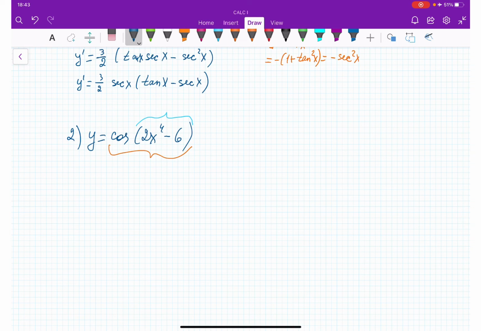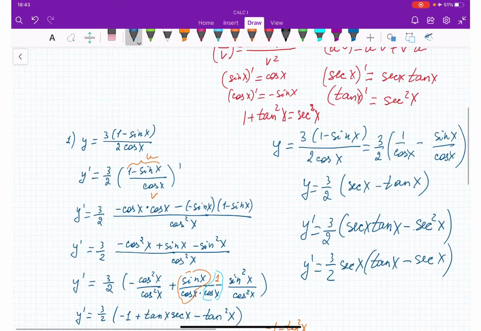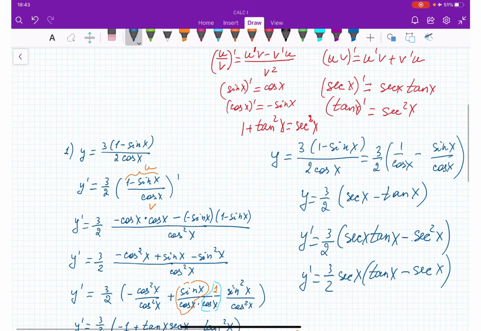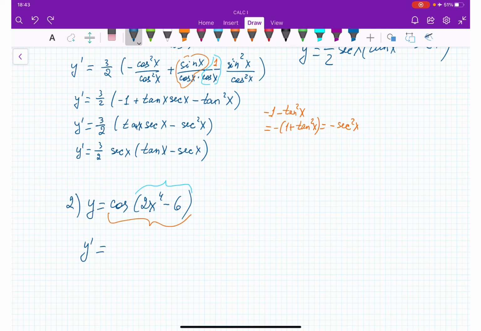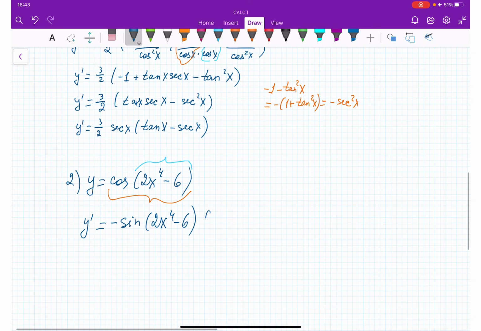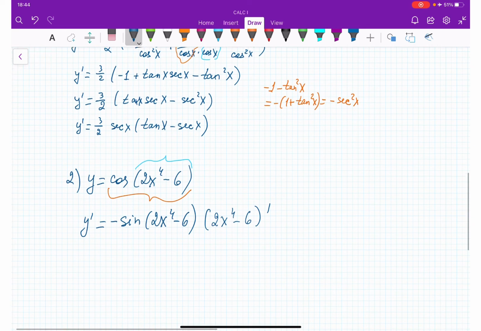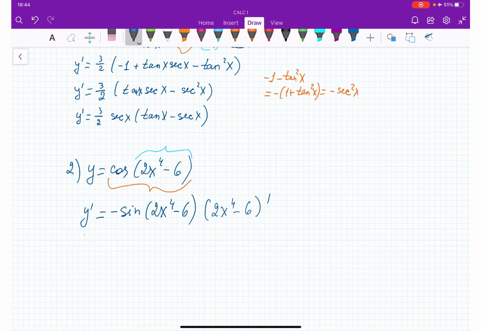So let's do it. Y prime is equal. The derivative of cosine, we have it here, is negative sine, right here. Which is going to be negative sine of (2x to the 4 minus 6) times (2x to the 4 minus 6) prime, which is the derivative. Next, y prime is equal negative sine of (2x to the 4 minus 6).